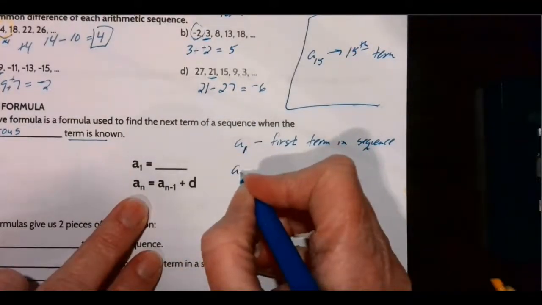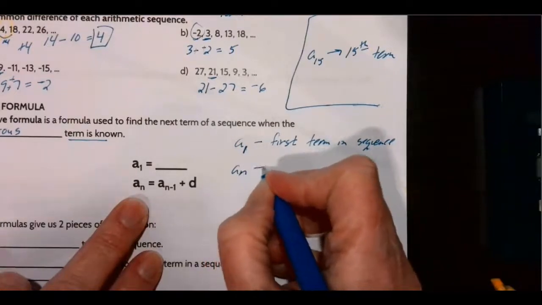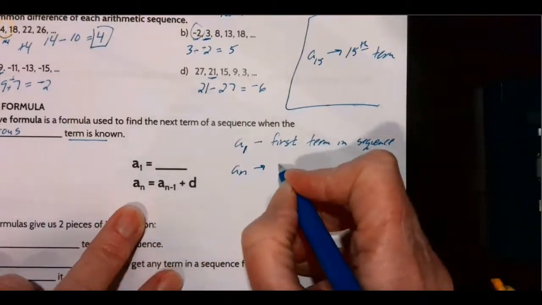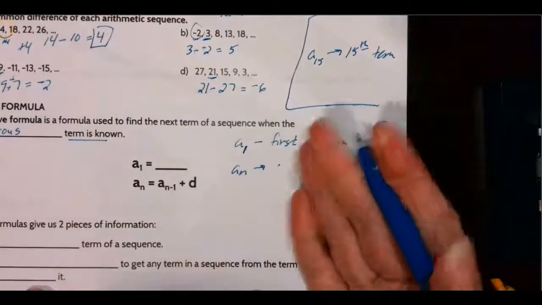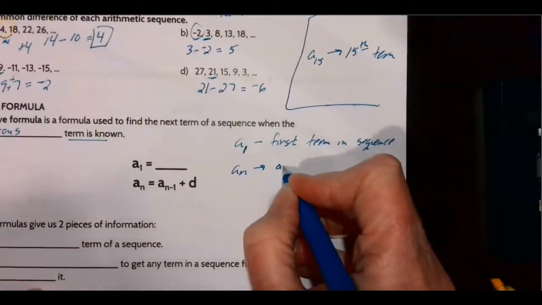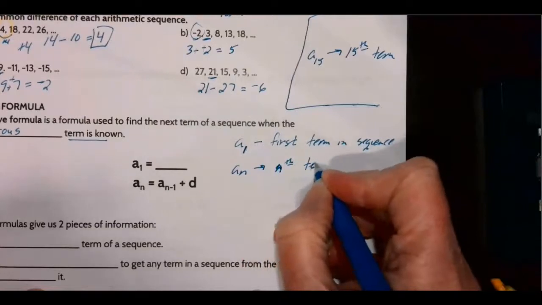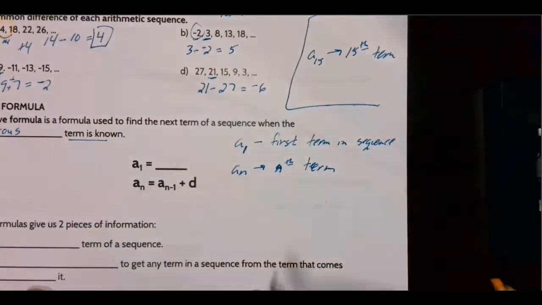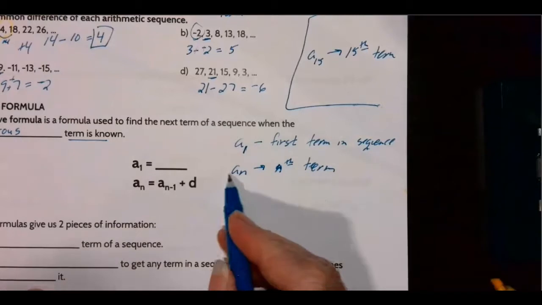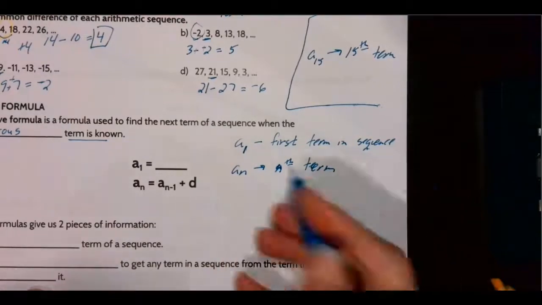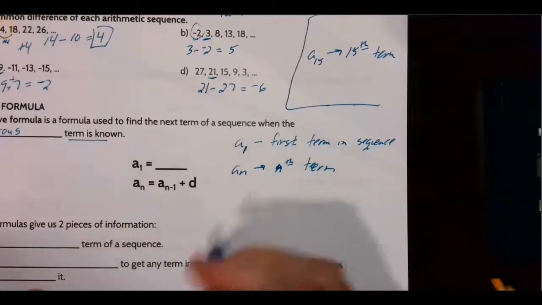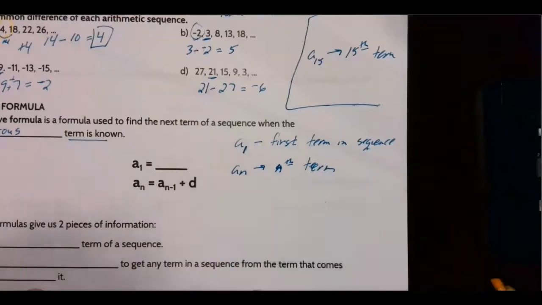A sub n is the generic form for any term. So n, the nth term. If I wanted the 18th term, this would be a sub 18. If I wanted the 100th term, this would be a sub 100. Okay, that's the nth term.